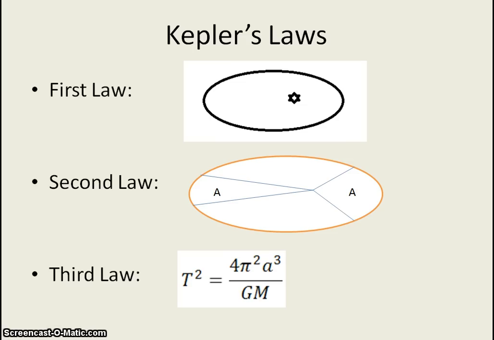The first law states that a planet revolves around the Sun in an elliptical orbit with the Sun at one focus, as you can see here in this diagram. This is the Sun at the focus of the ellipse.